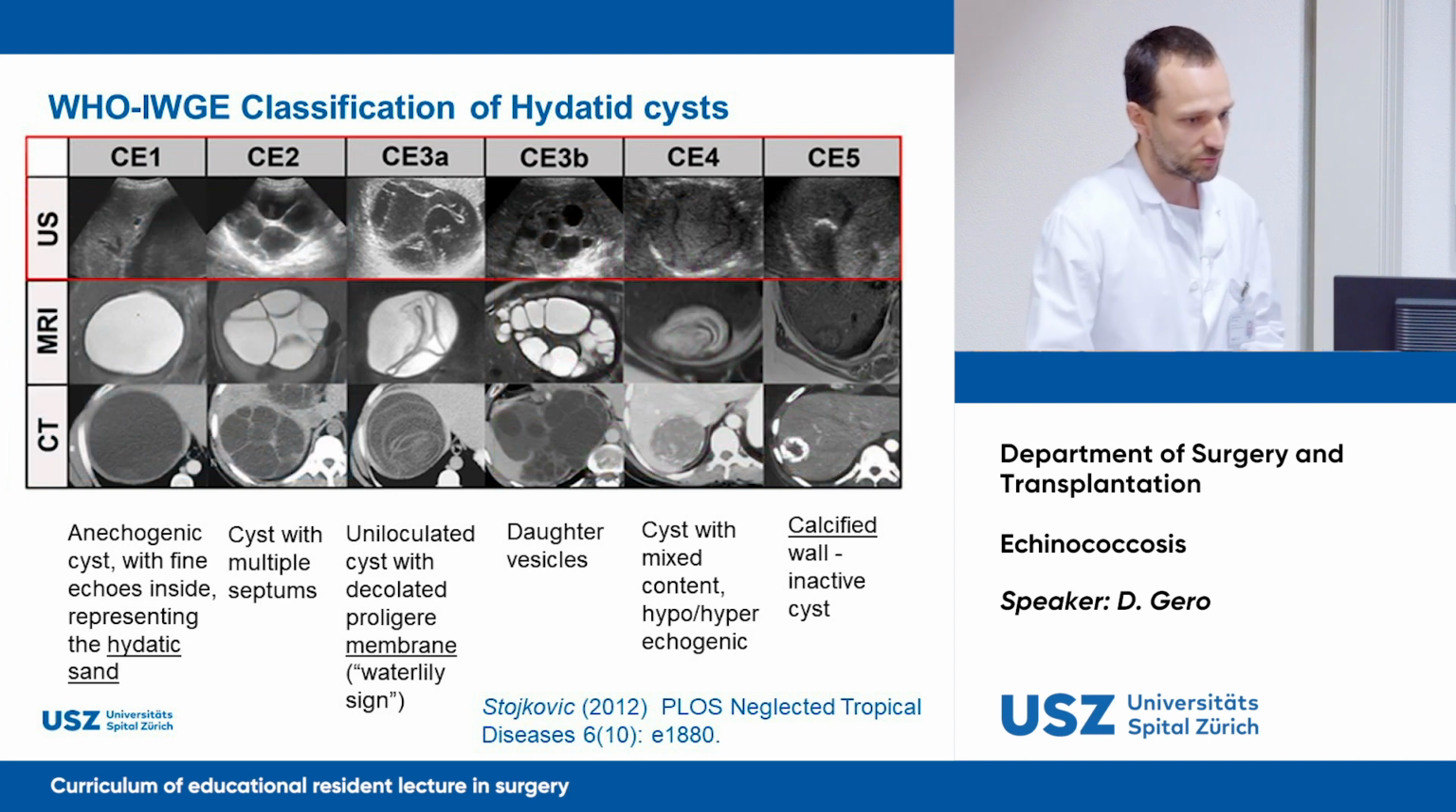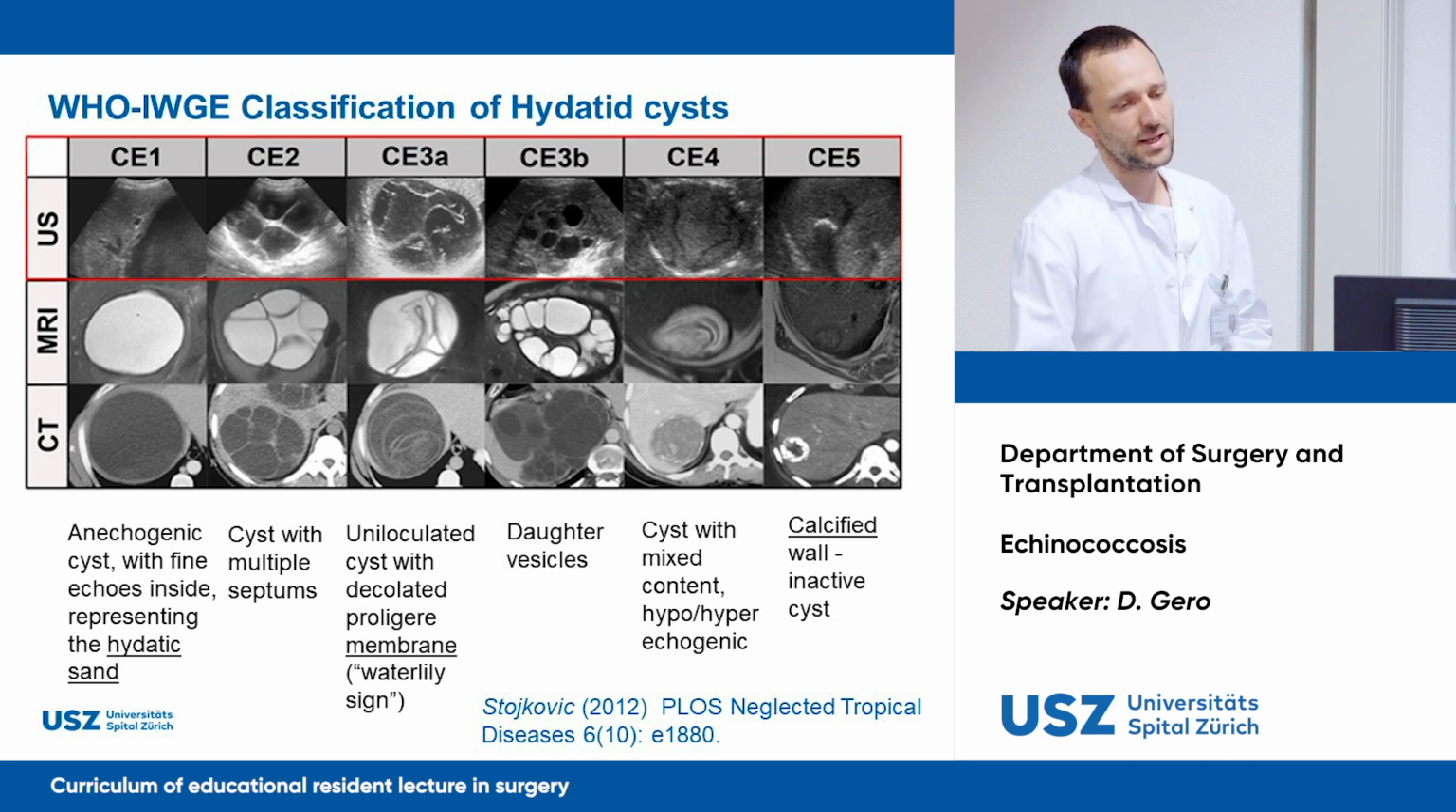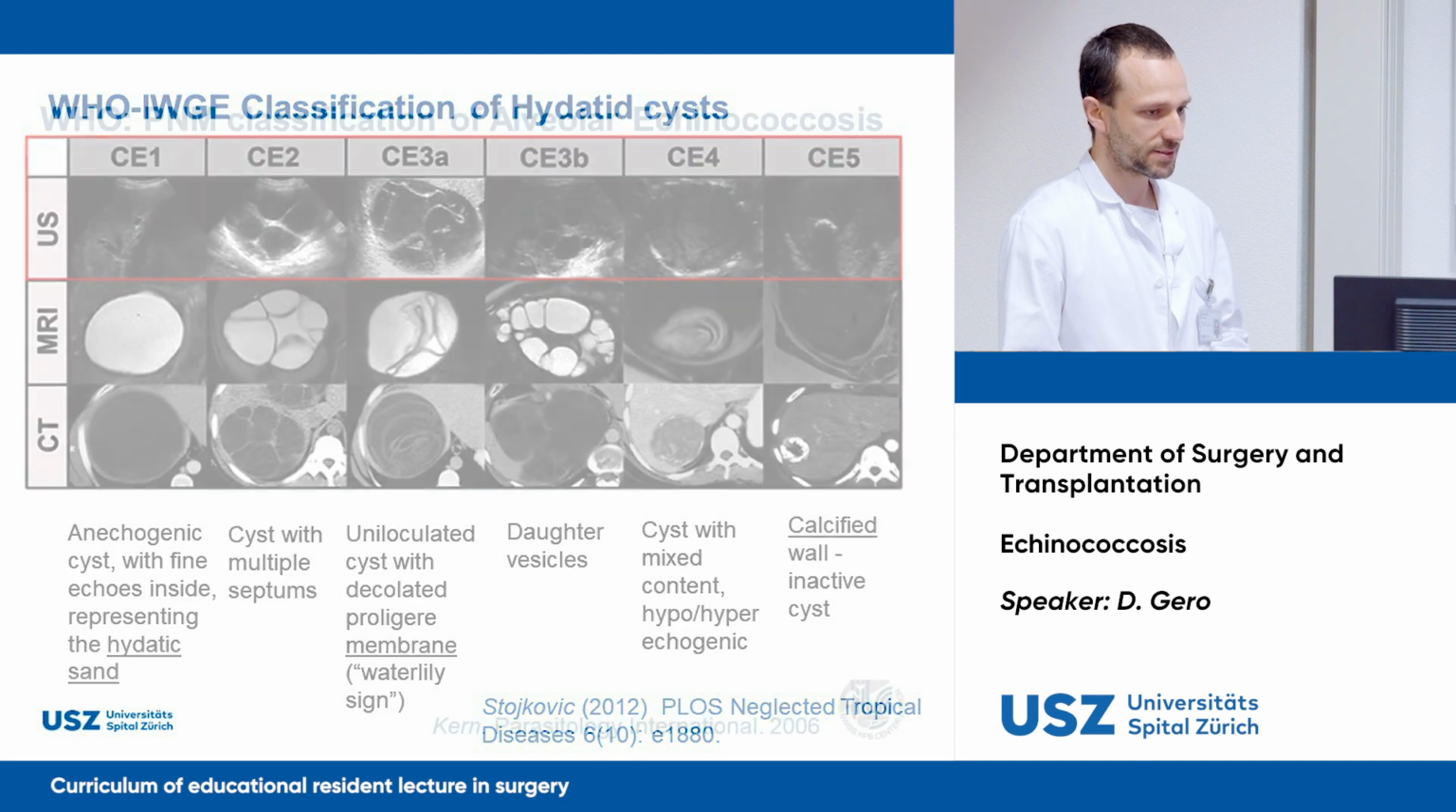In stage 3B, we find daughter vesicles, and stages 4 and 5 are the so-called inactive cysts because we find calcifications and a mixed content of hypo- and hypoechogenic cysts.